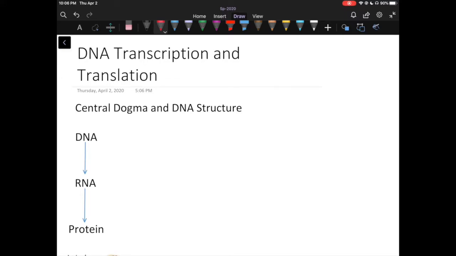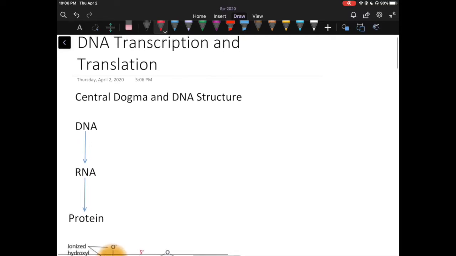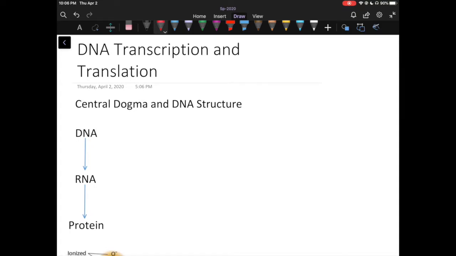Okay, so in this review video, we're going to be talking about DNA transcription and translation. To begin, we'll start talking about the central dogma and the basic structure of DNA. The central dogma states that genetic information travels from DNA to RNA to protein. The process of going from DNA to RNA is known as transcription, and the process of going from RNA to protein is known as translation.